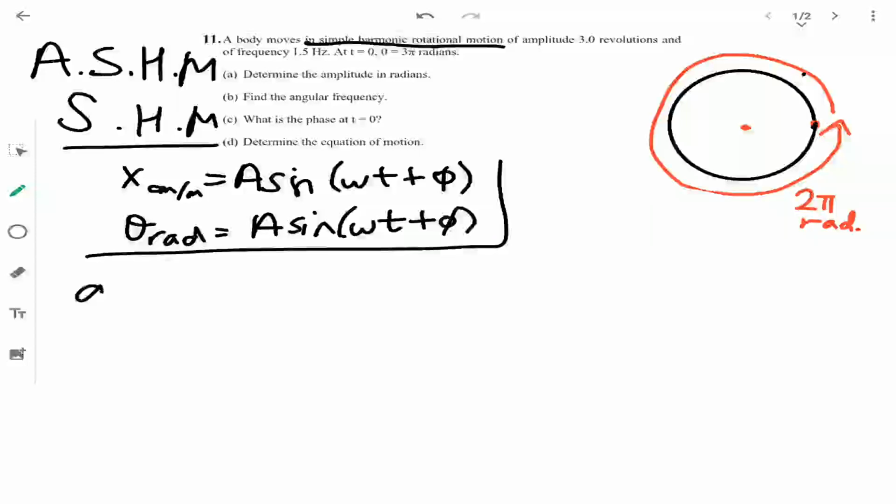Okay, let's do it together. So part A asks us what's the amplitude in radians. Now they've given us the amplitude in revolutions. What does that mean? Well, let's think about the circle I've drawn here.